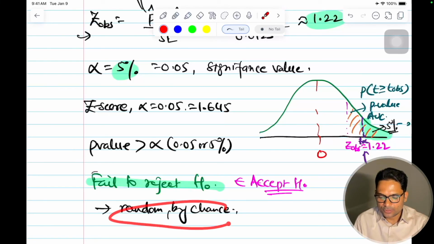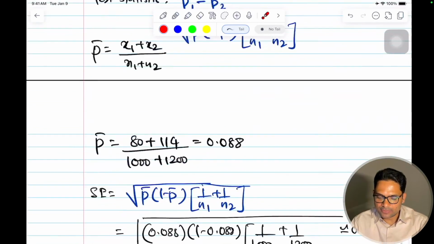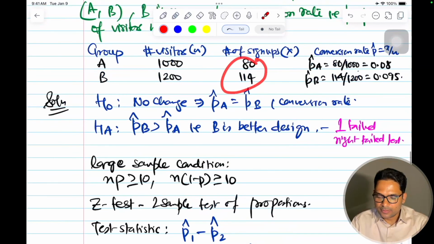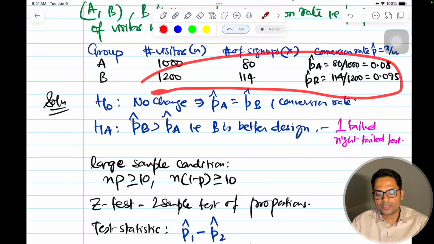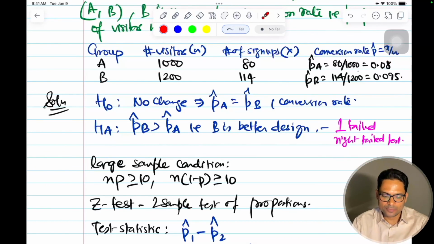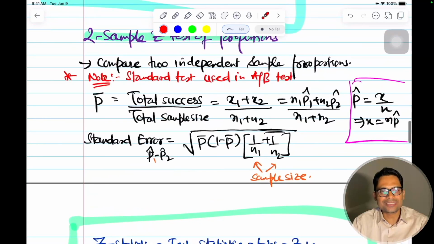I hope this is clear. So the conversion rate, we have seen a clear improvement here, right? This is from 0.0 to 0.9, but after the test of proportions, we found out that it is not significant at this level. So this is by random chance, and is not because design B is better. I hope the Z test of proportions is clear.